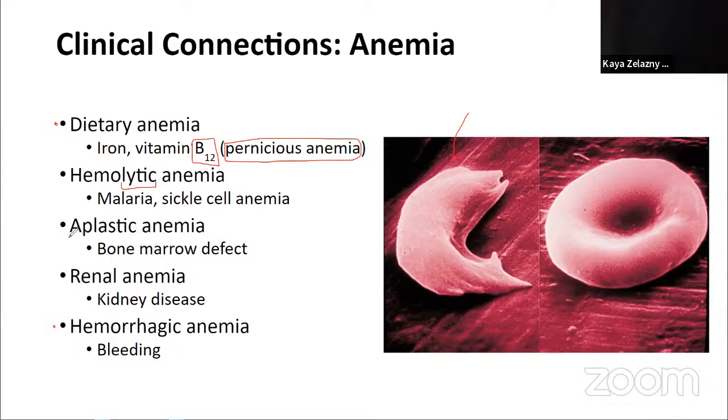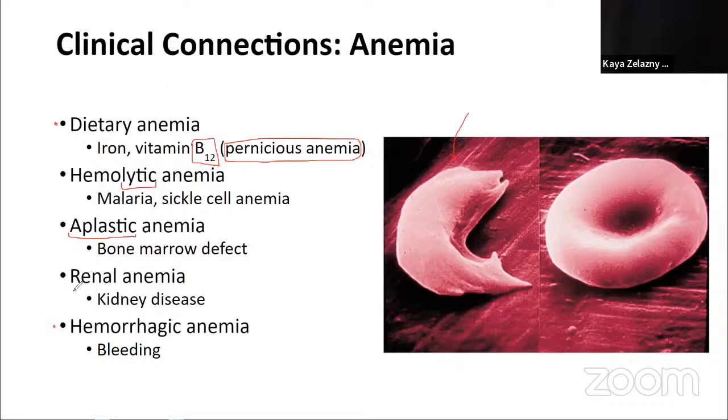Okay. Next, we have aplastic anemia, which is a bone marrow deficit or a bone marrow defect. Anybody want to tell me why that would lead to anemia? Yeah, right. The bone marrow is what's making the red blood cells. If you have a bone marrow defect of a specific kind, it might damage your ability to make new ones.